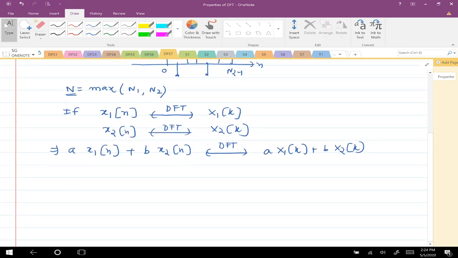So the second one is another very important property. Let me first refer to it as circular shift, then we will come back to what it means. Circular shift of a discrete time sequence. That's what we are going to take a look at here.